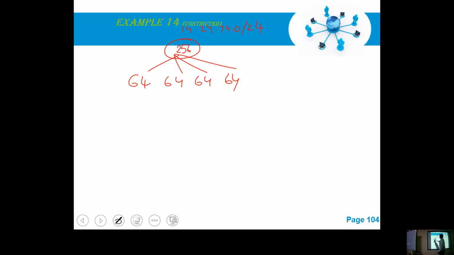Okay, this will make my first requirement: 2 subnets each having 64. To get the second requirement, this 64 I will make into 32, 32. That will meet the second requirement.